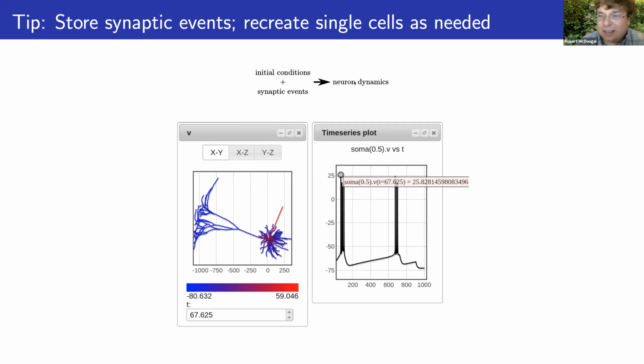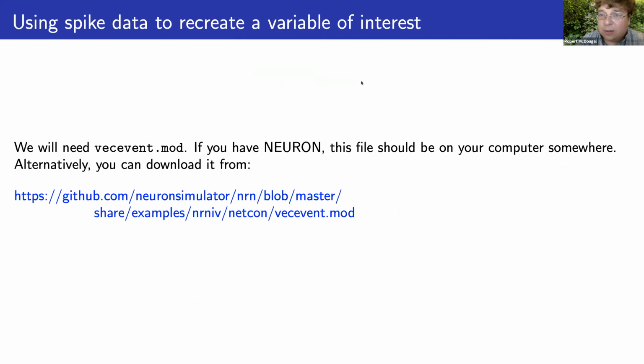All right. We talked about this very briefly last class and over Slack. What we can do is use vecevent.mod. You can search for it on GitHub. Alternatively, it should be on your computer somewhere. Like I said, you can search for it on GitHub. It is not in the built-in libraries. It's in fact one of the NEURON examples.